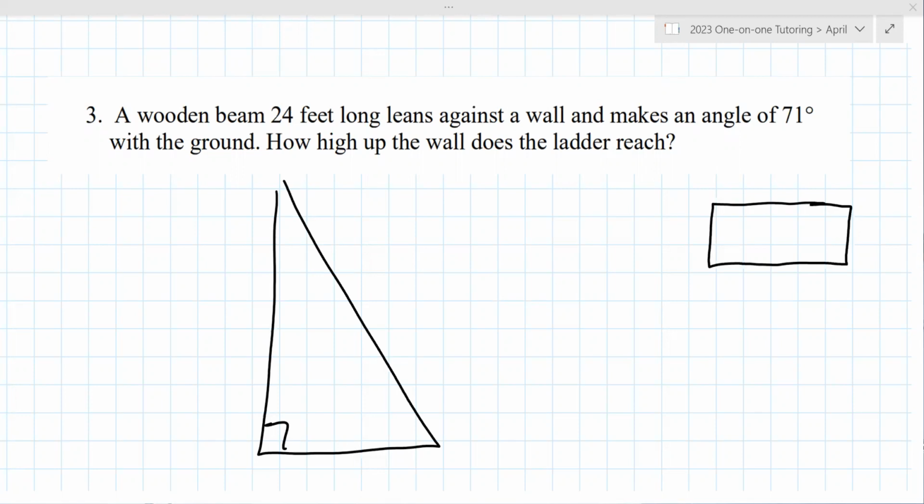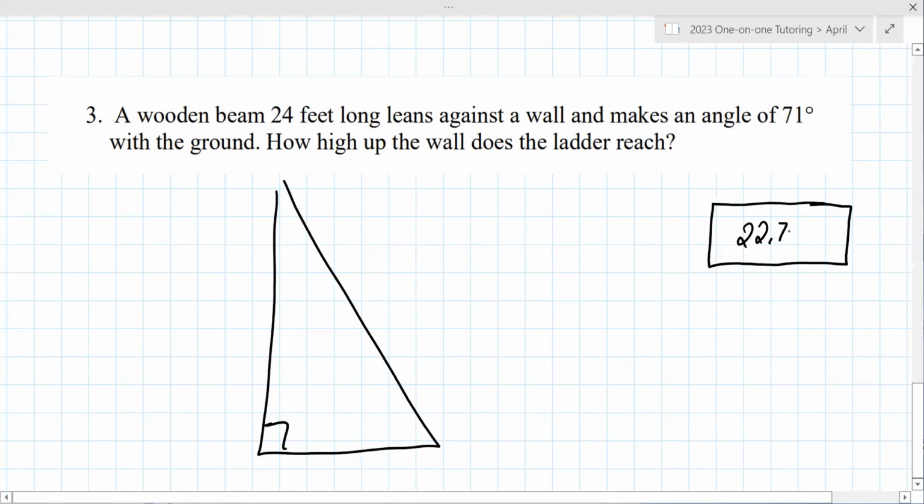What is your answer to one decimal place? 22.7. That sounds pretty reasonable. What are your units here? Feet. Okay, so a 24-foot beam, which is pretty long, leans against a wall and makes an angle of 71 degrees with the ground, and we want the height again. So we're supposed to presume that the ladder is the beam.